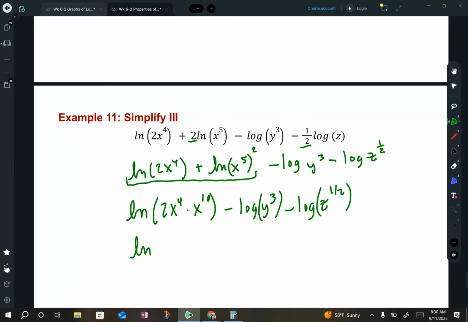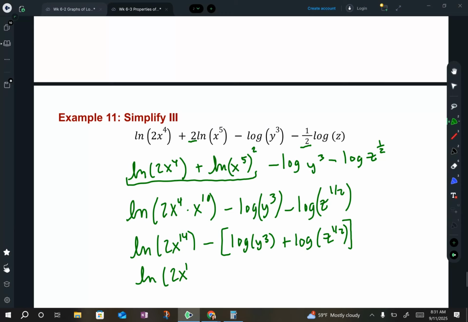So this becomes natural log of these, we add those exponents, 2x to the 14th, minus, and I'm going to factor out that minus sign, log of y cubed plus log of z to the 1/2. I factored that out because they're both being subtracted, so I wanted to be able to add those logs using my product property. With that minus sign there, it made it difficult to use that property. If I factor the minus sign out, they're both still being subtracted, but it's just written a little more nicely. So this becomes minus log base 10 of y cubed z to the 1/2.